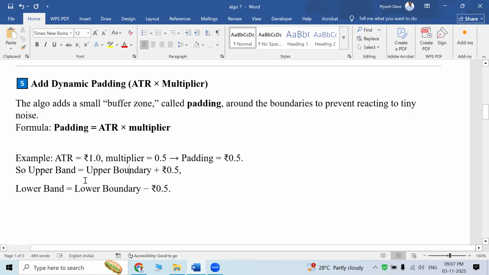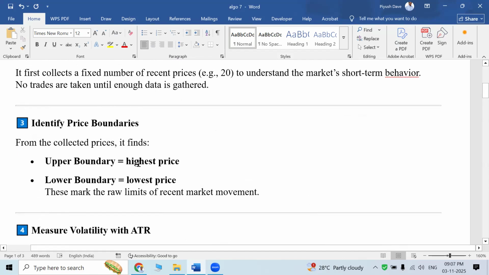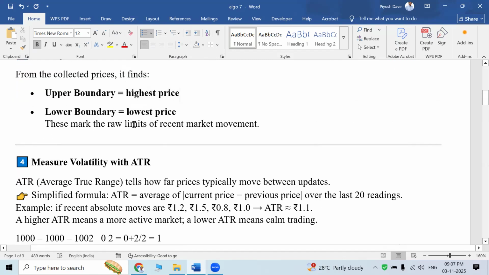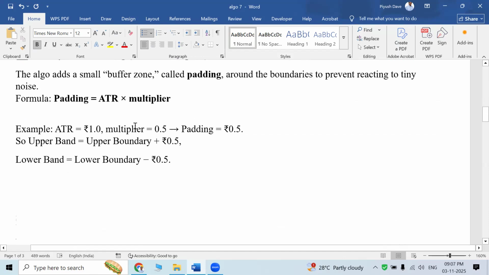Now how will the upper band be calculated? The upper boundary means the highest price from the 20 prices, and the lower boundary means the lowest price from the 20 prices. So upper boundary plus padding, and lower boundary minus padding. This will give us the upper band and the lower band.